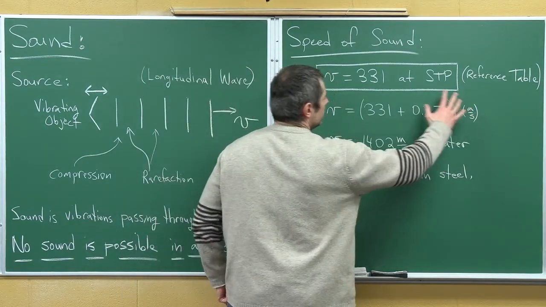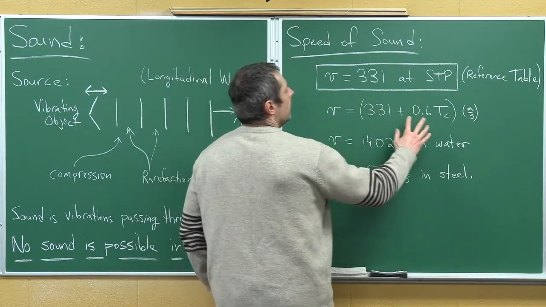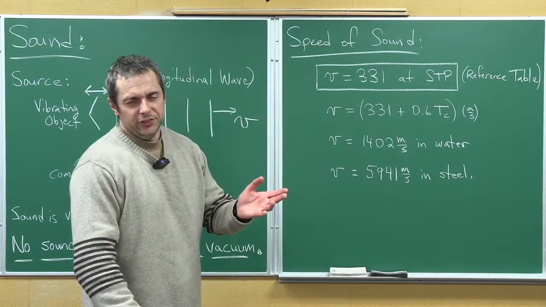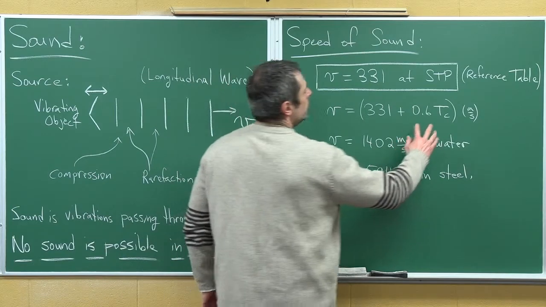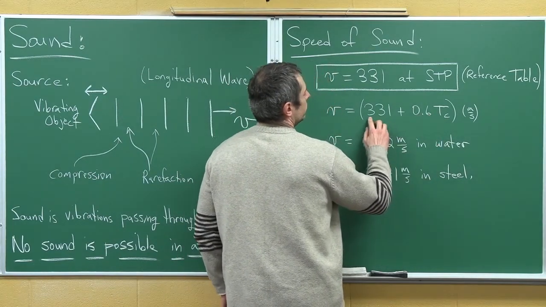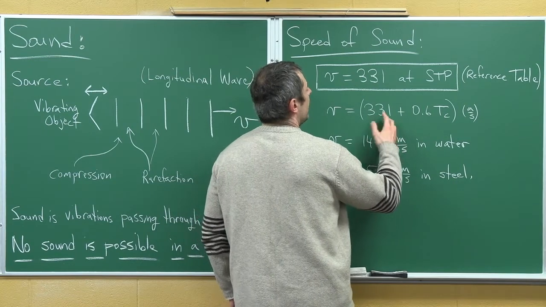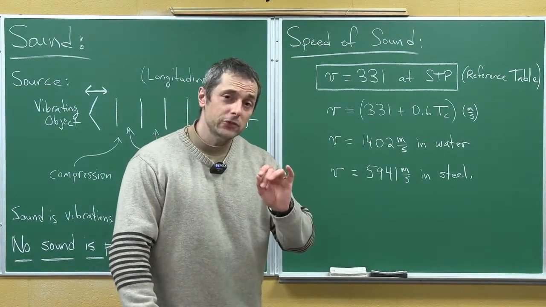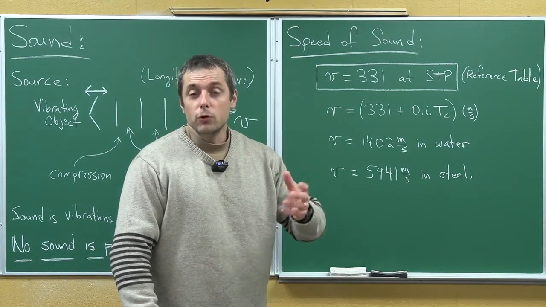You could calculate this approximate speed of sound based on temperature dependence. Room temperature is about 20 degrees Celsius, somewhere around there. So if you multiply 20 times 0.6, you get about 12. So 12 on top of 331 is about 343, somewhere around 340 meters a second. That's the speed of sound in a typical room.